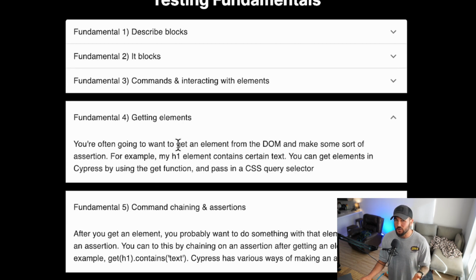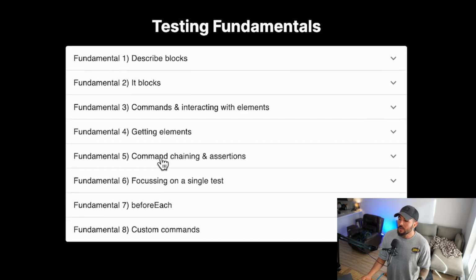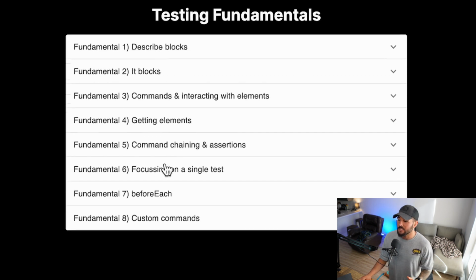After you get an element, you can use command chaining and make an assertion on it. For getting your elements, all you need to do is pass a CSS query selector as a string to your cy.get, and that will return that element. Then you can make an assertion on it by chaining. So cy.get my h1 element, and it should contain certain text, or it should have a certain property, and so forth. And then you can focus on individual tests by using it.only to only run that single test.